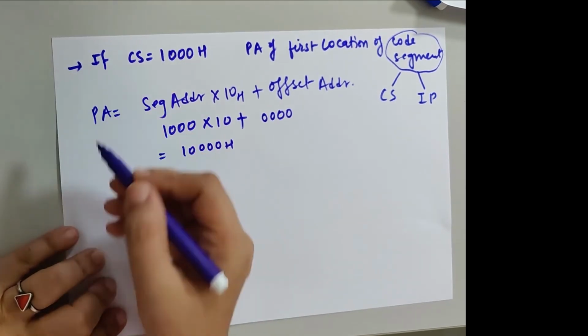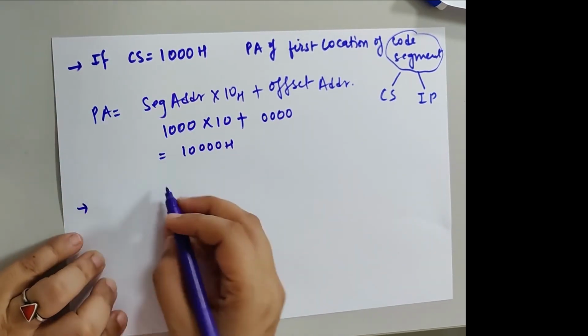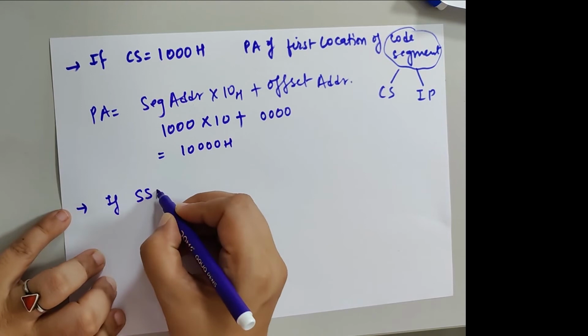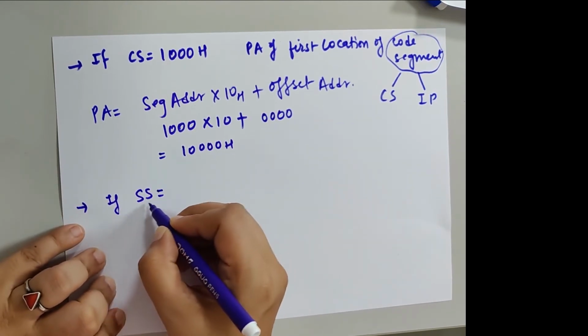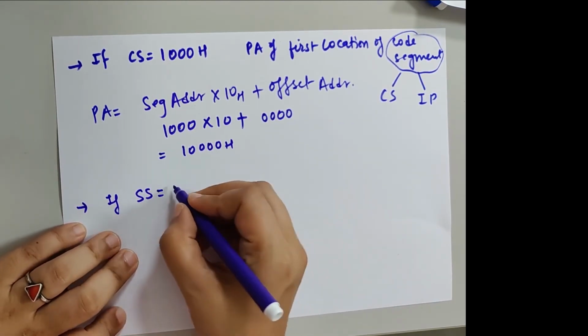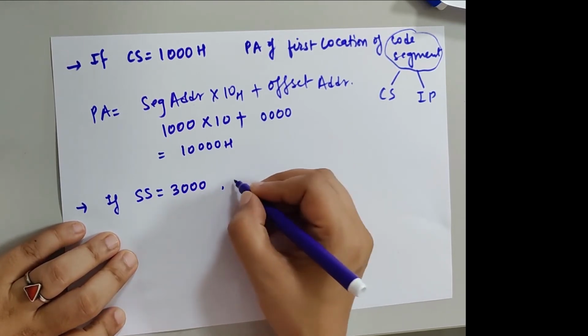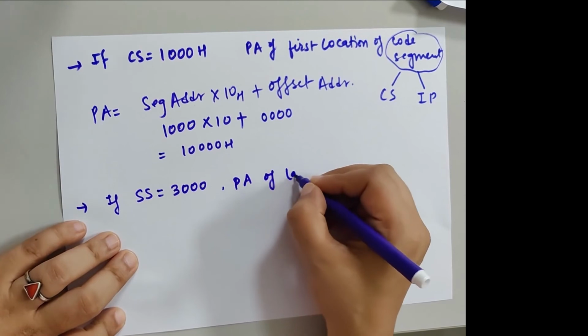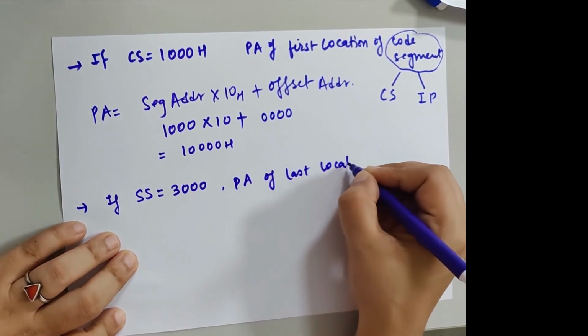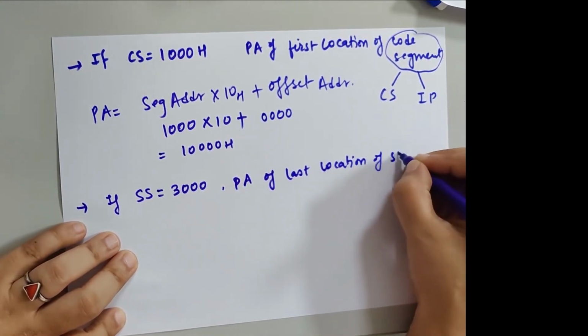Next question: let's say the SS, the stack segment register, has the value 3000, then what will be the physical address of the last location of the stack segment?